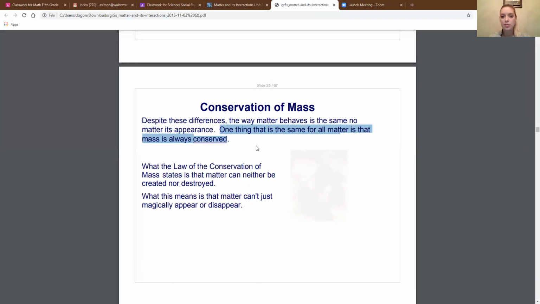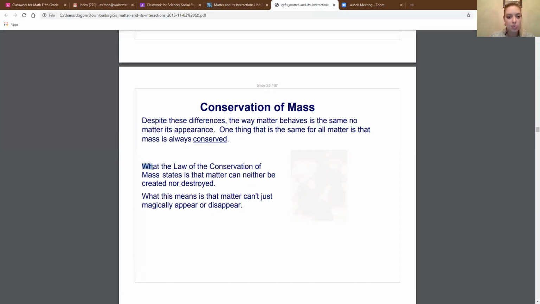Okay, and this word conserved just means stays the same. So one thing that we know about all matter is that no matter if it's in the solid, liquid, or gas form, the mass of it stays the same. It doesn't change no matter the form of that matter. So conserved means stays the same.